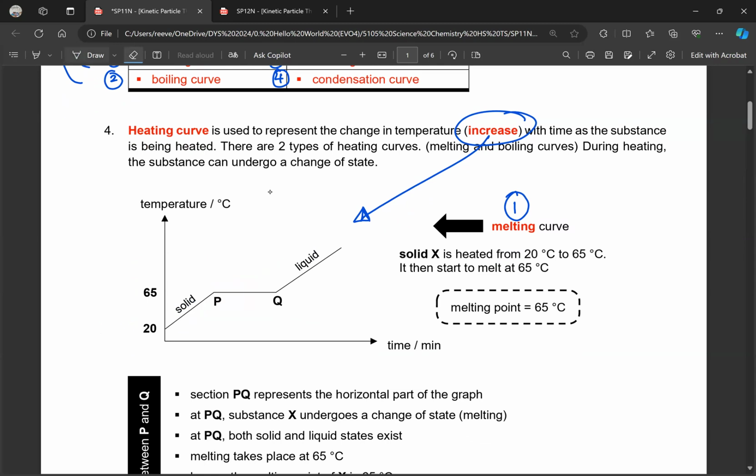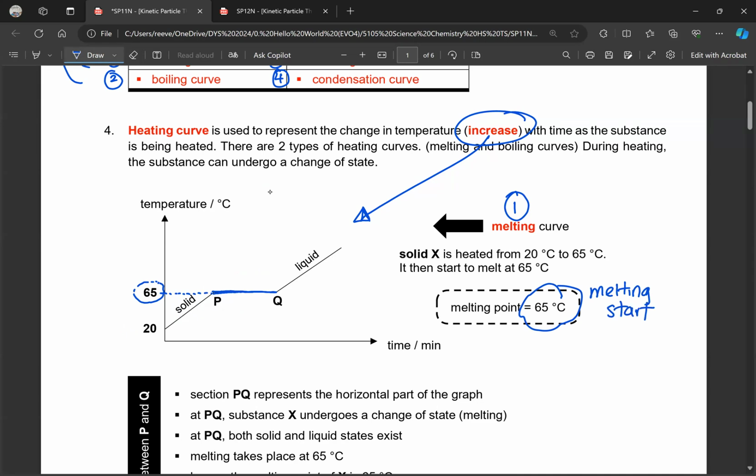Okay, on this graph, you will see numbers. I need you to take note of this number. This is a very important number. I draw a dotted line. This dotted line starts from the horizontal part of the graph, PQ, and it ends up with this number 65. What does this 65 mean? This 65 indicates that this is the temperature at which melting will start.